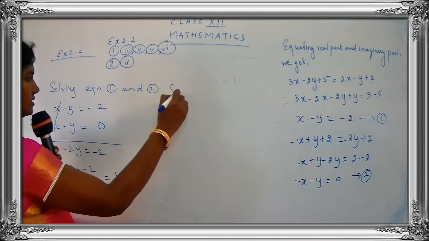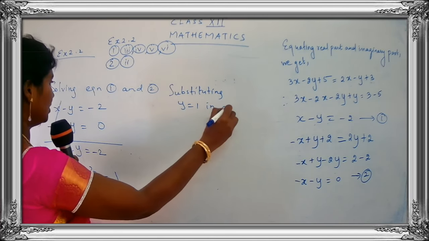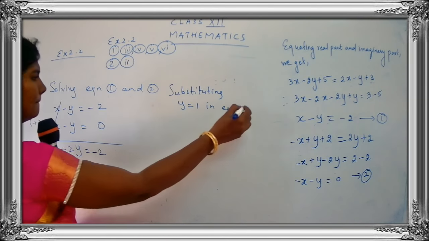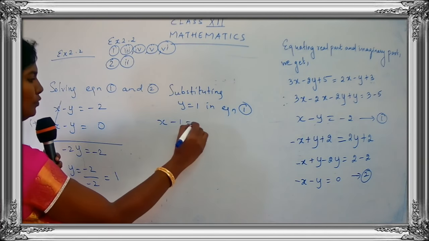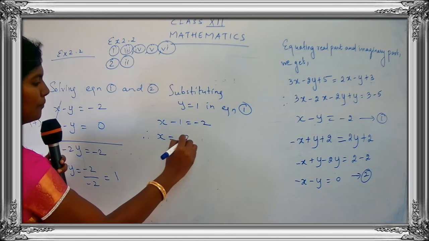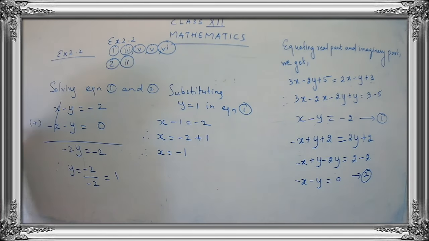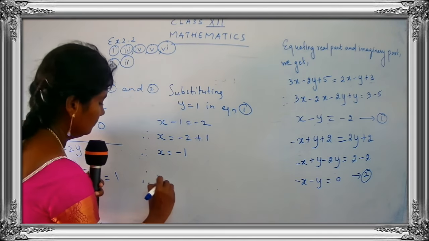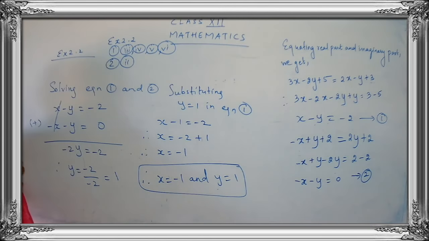I'll just continue here. Substituting y is equal to 1 in equation 1. I'll put in 1. So x minus 1 is equal to minus 2. Therefore, x is equal to minus 2 plus 1. So, x is equal to minus 1. So, that's what we have to find out. We have to find out the value for x and y. So, I'll just write here, therefore, x is equal to minus 1 and y is equal to 1. So, this is the answer. So, we have found the value for the real numbers, that is x and y.